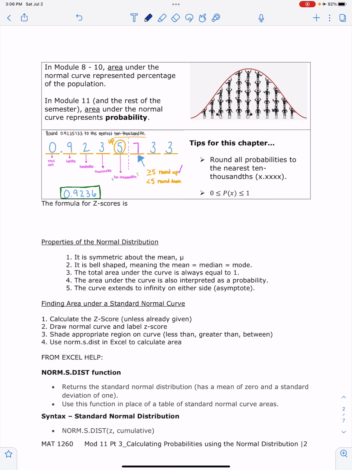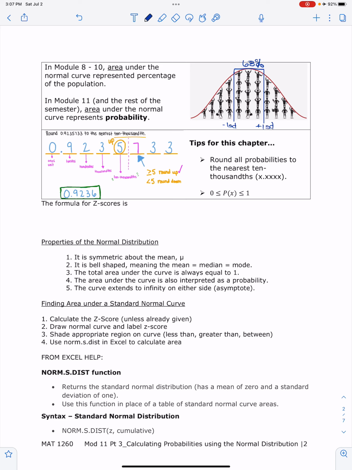In modules 8, 9, and 10, we used the area under the normal curve to represent a percent of a population. If you remember, we said between one standard deviation below and one standard deviation above, we had 68%. So this is minus one standard deviation, plus one. And then we did the same for 2 and 3.